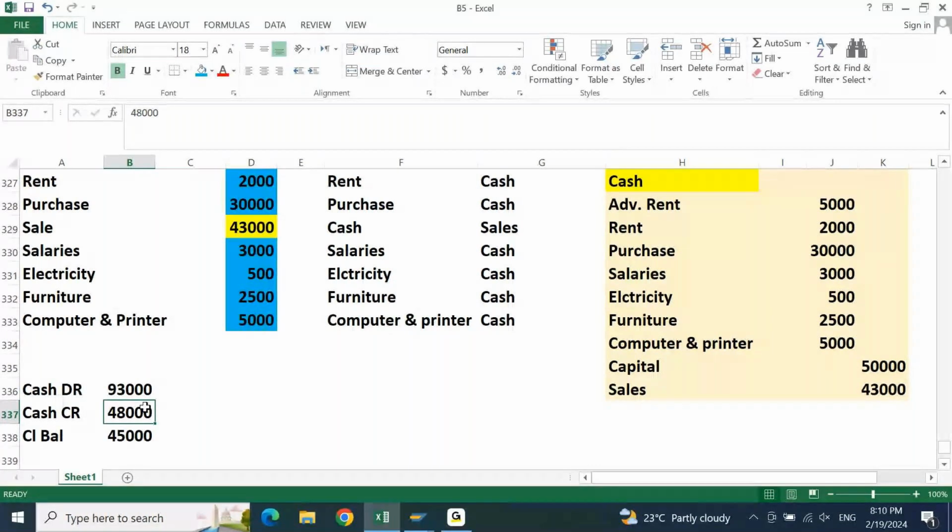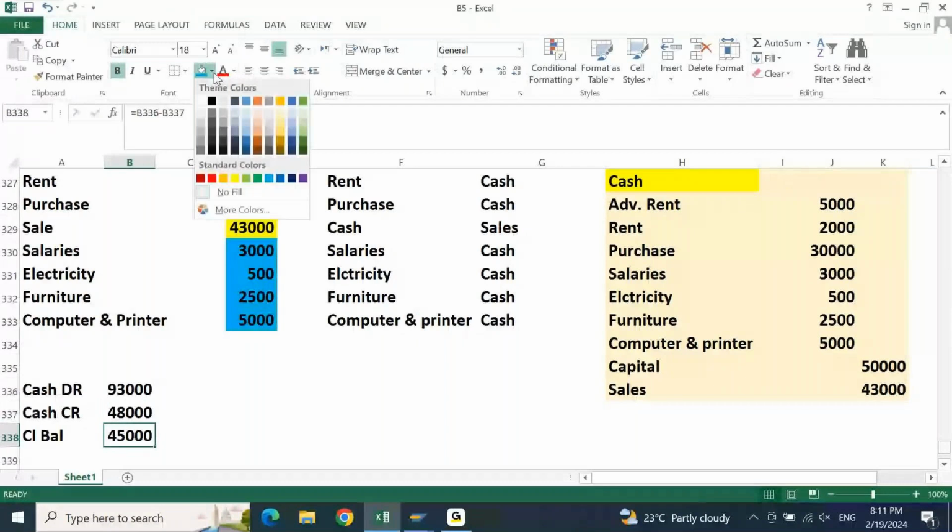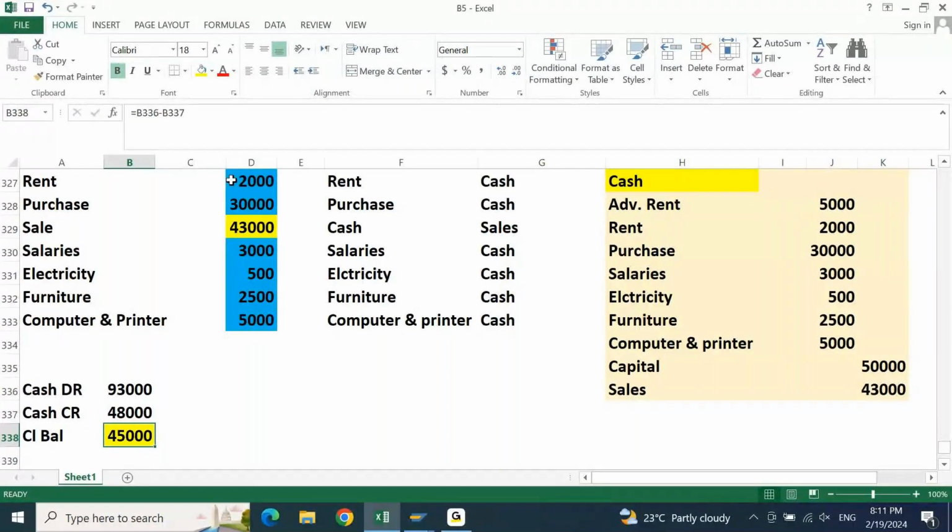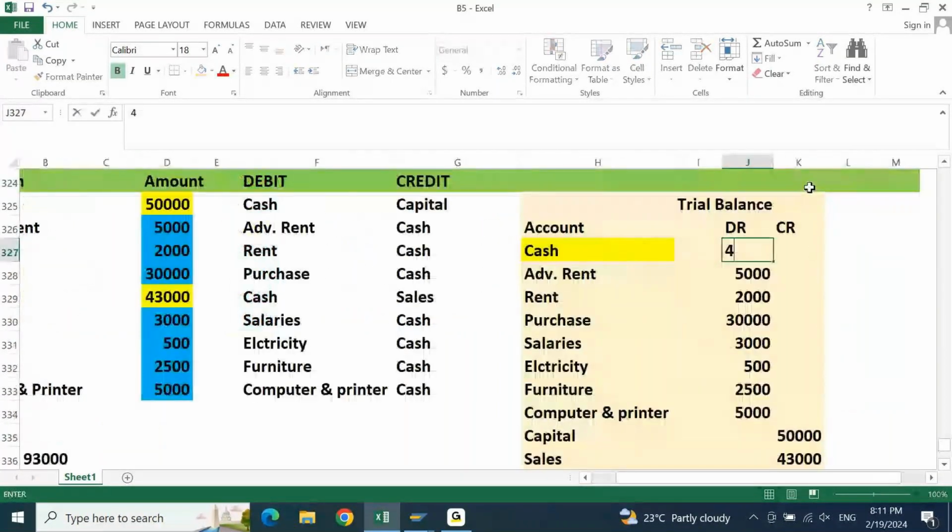Debit balance or credit balance is nothing but the difference between debit and credit. In this case, the difference between debit and credit is 45,000. Which side is more? Debit side is more. So this 45,000 is represented as a cash debit balance of 45,000. I am going to place this here. So this is how I found out my cash closing balance, and this is the way you will figure it out wherever you have any account appearing more than one time.